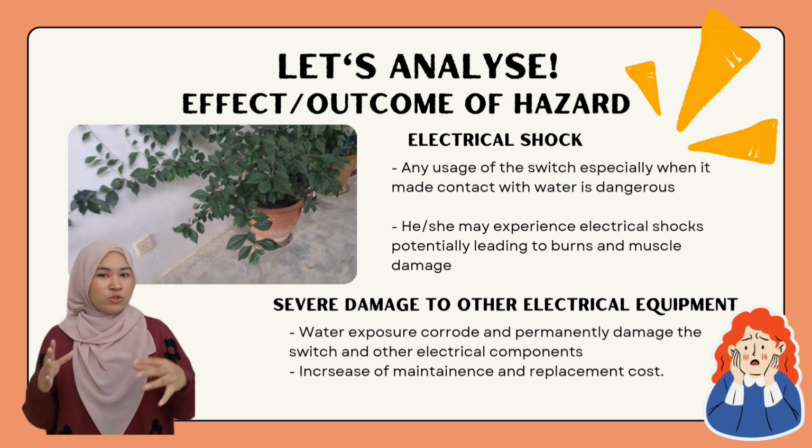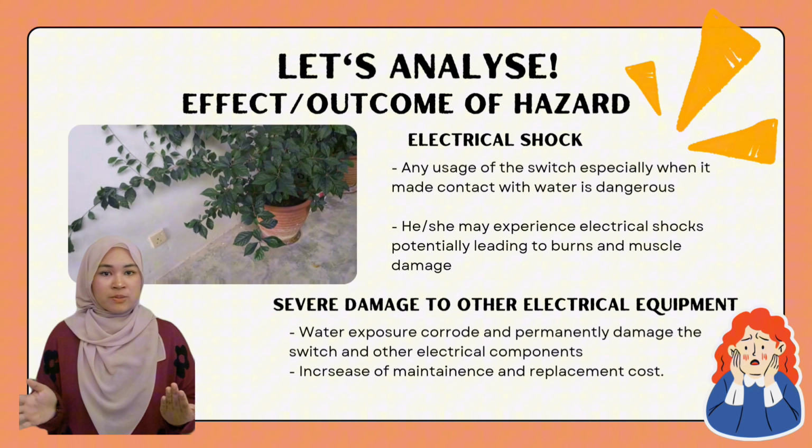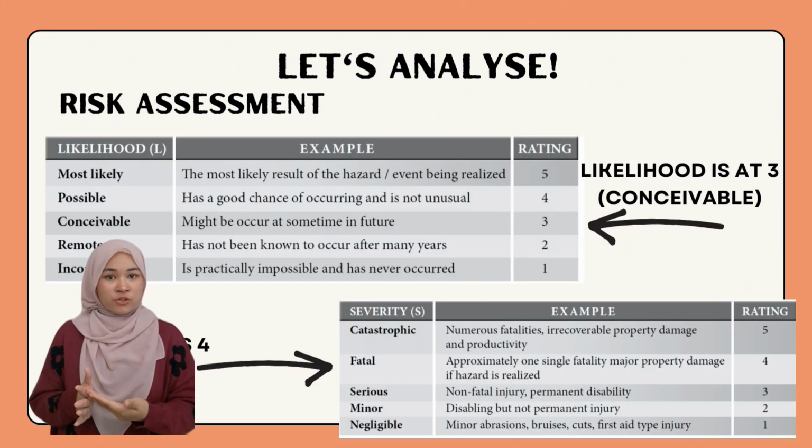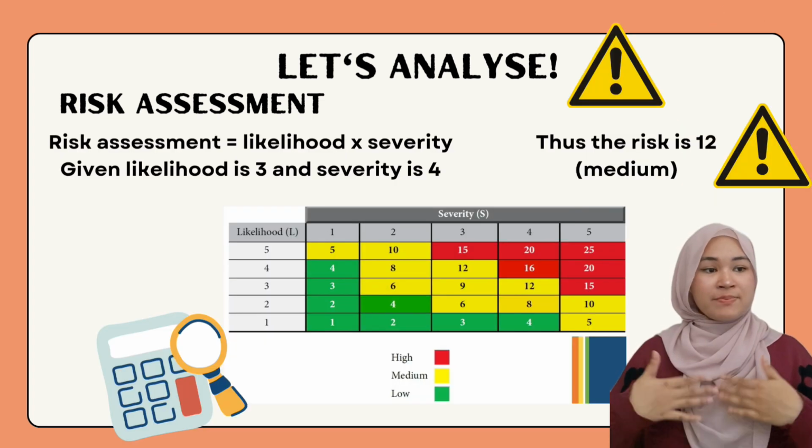Let's say someone uses a switch, especially after it has made contact with water. This is very dangerous because it could lead to electrical shock. So the likelihood of the hazard is at level 3, which is conceivable. Meanwhile, the severity is at level 4, which is fatal. So the risk is medium.